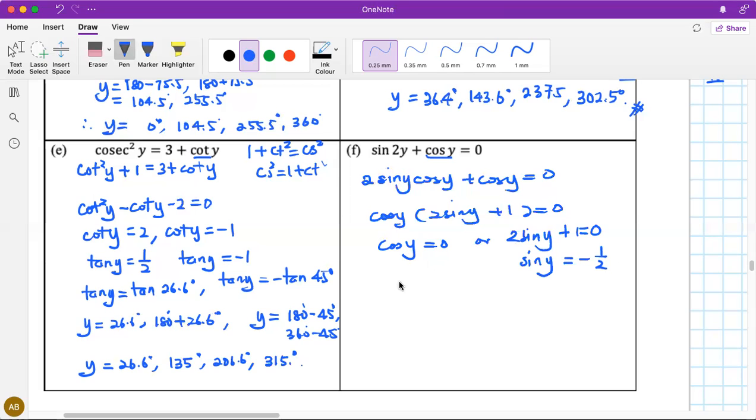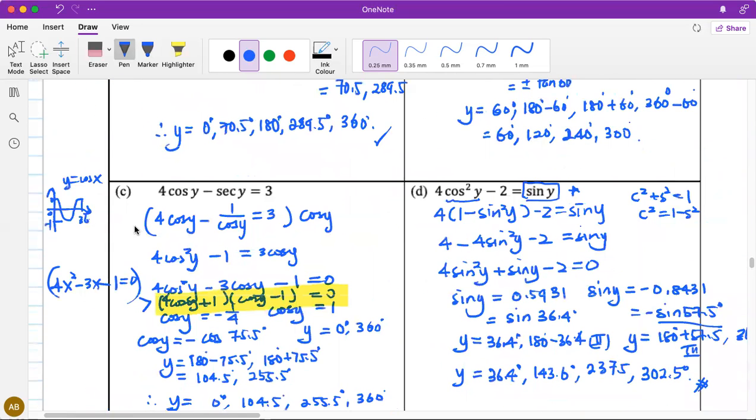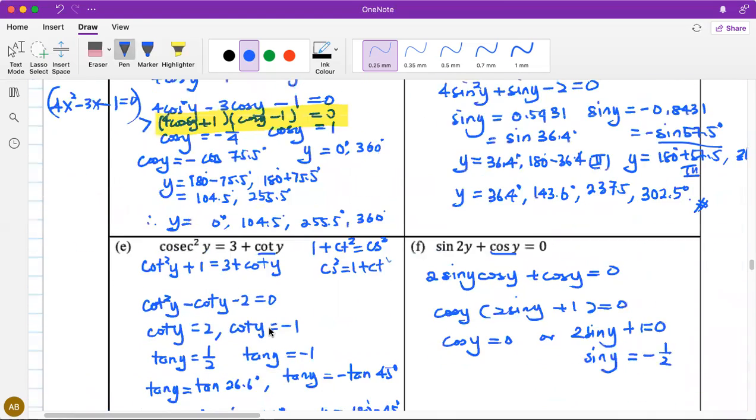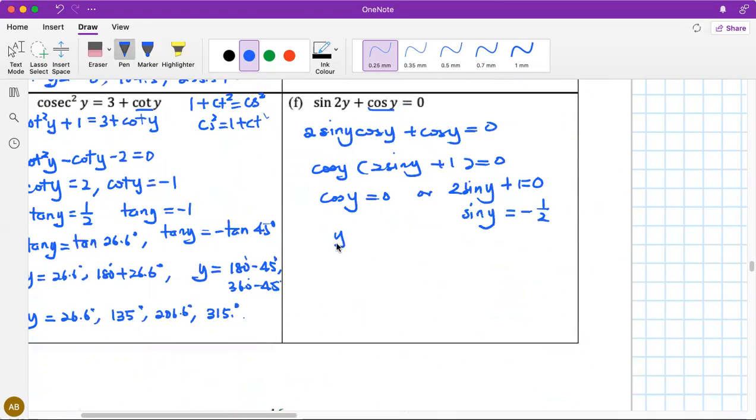So cos y equal to 0, if you use your calculator, or you can refer to the table, is 90 and 270. So y is 90 degree and 270 degree. Then sine y will be negative half, which is negative sine 30 degree. If negative, that means y is in quadrant 3 and 4. Quadrant 3 is 180 plus 30, and 360 minus 30 degree.